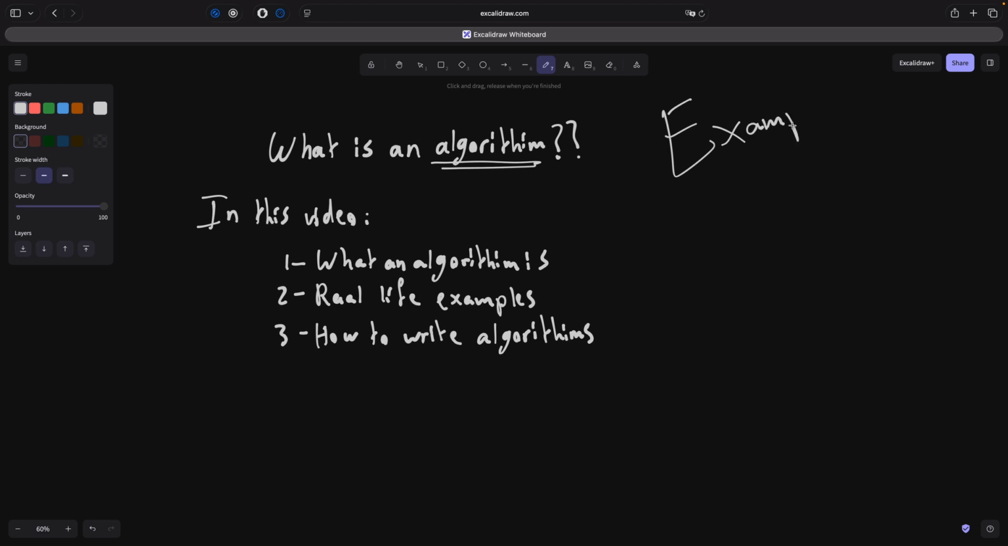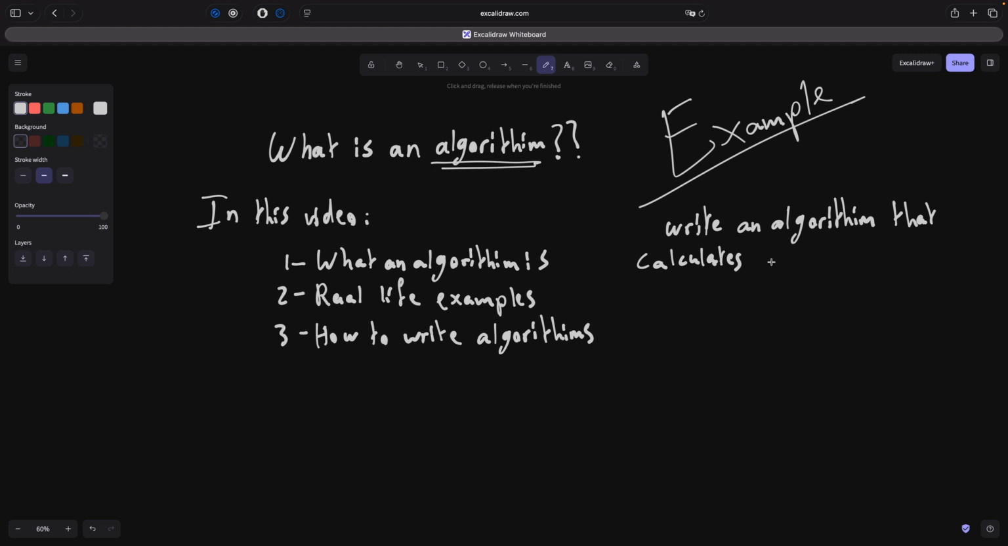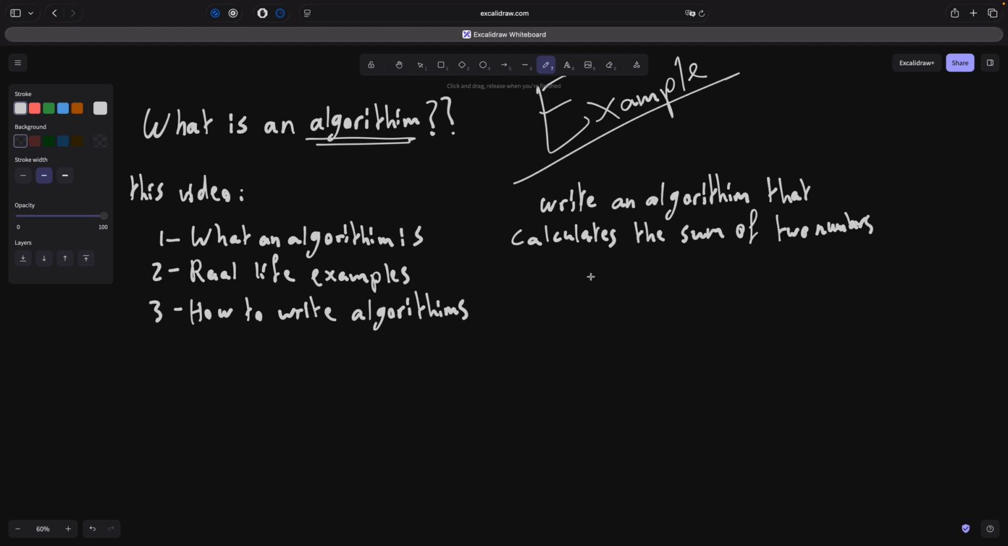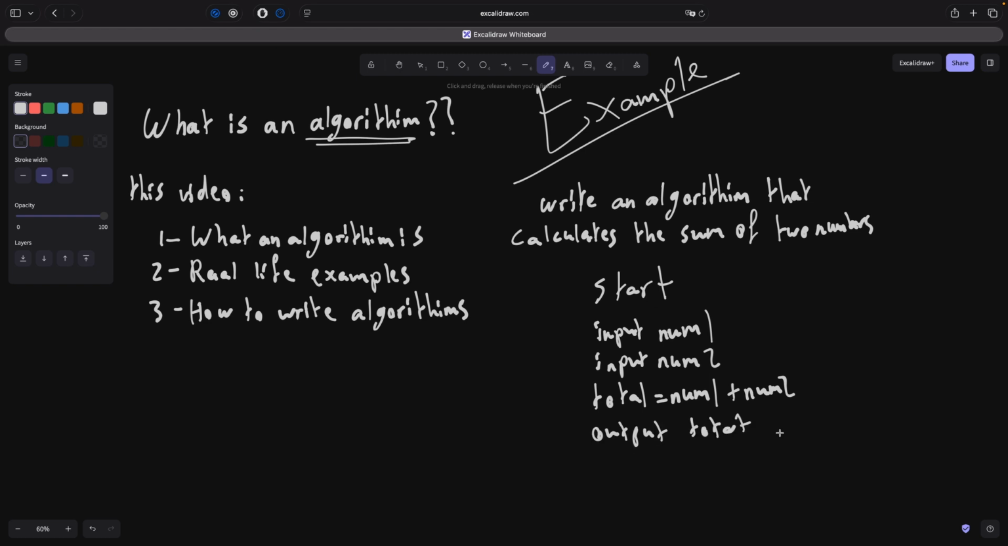Let's look at an example question. The question is telling us to write an algorithm that calculates the sum of two numbers. So our algorithm should look something like this. We have to firstly start, then input the first number, then the second one. And we set the total to the first number in addition to the second one. We output our total, and then we end the program. You see how the instructions here were clear, logical, and in the correct order. Make sure to have all three.